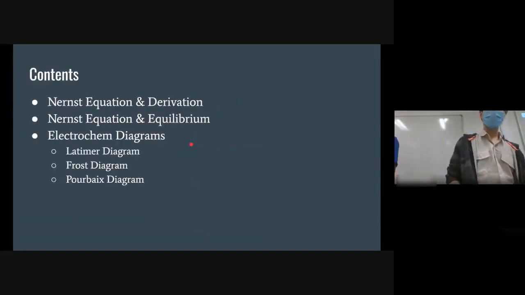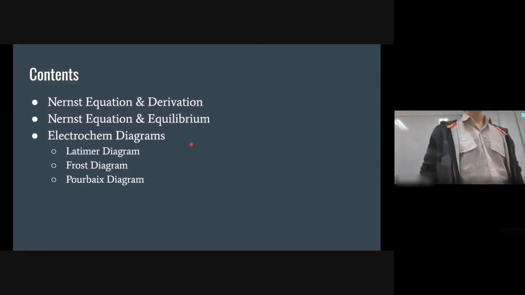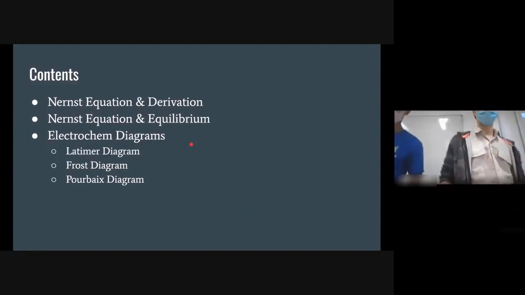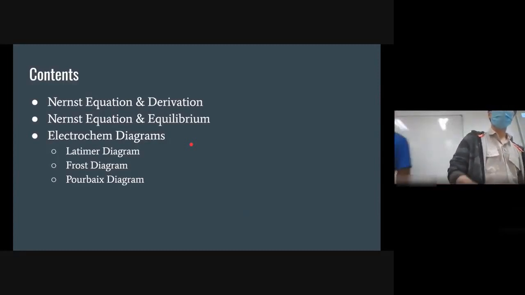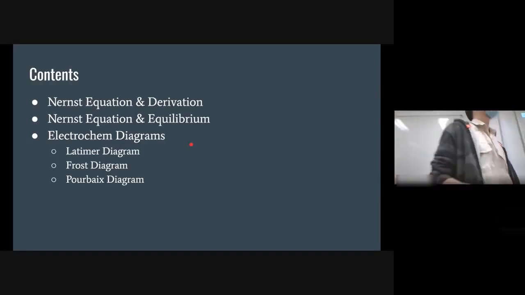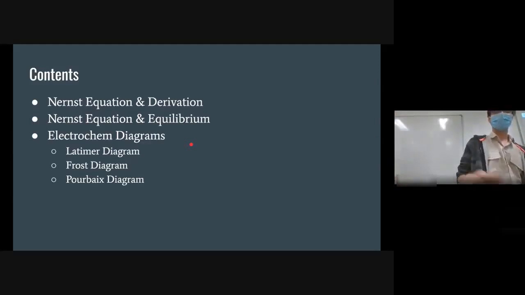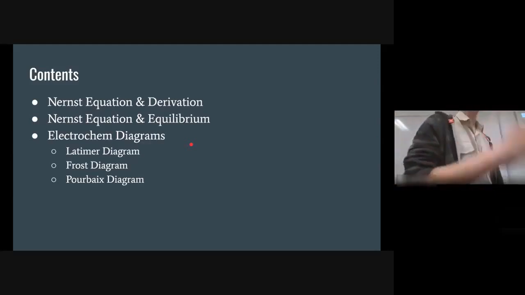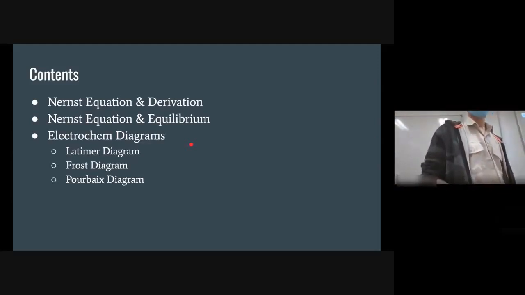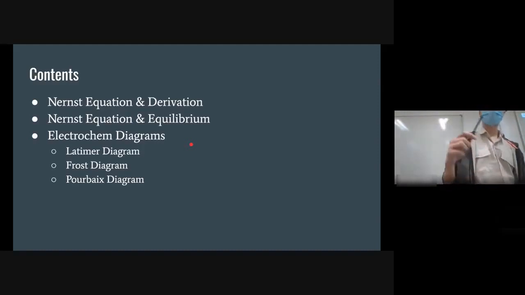So what we'll be covering today is, first, the Nernst equation, what it is, as well as how we derive it. Then after that, we'll look at a bit more of the equation and see how we can apply it to different concepts related to equilibrium. And lastly, we'll look at some interesting electrochemical stuff, which are some useful electrochemical diagrams: the Latimer diagrams, the Frost diagram, as well as the Pourbaix diagram.